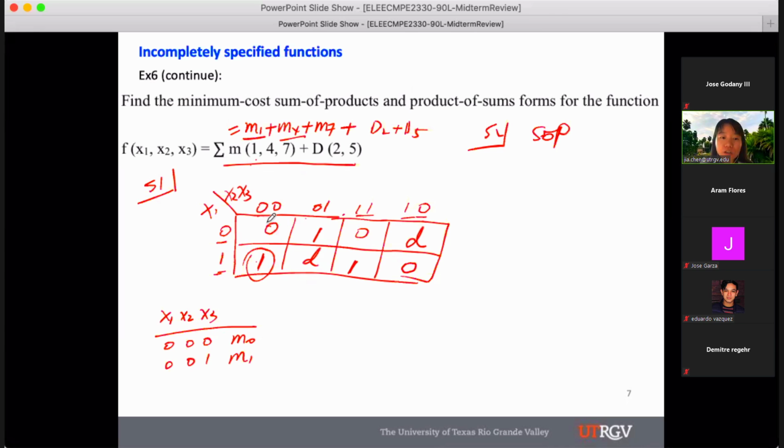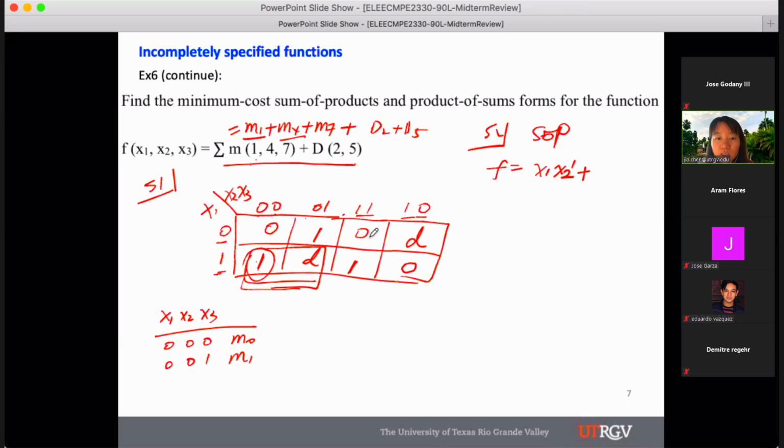Then I check my neighbor on the top. I cannot circle it because it's 0. Then I check the other neighbor, the most right. It's 0. So the only choice I have is to circle it with this D. So F equals, circling this D: X1 is 1, X2 is 0, X3 is different. So X1 times X2 not. That's how you get it.